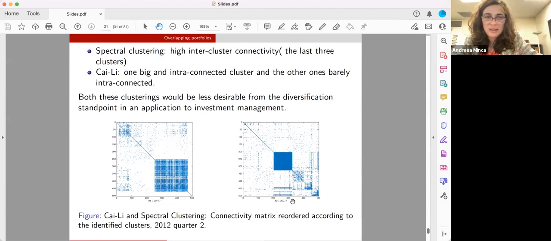Whereas with this other one, spectral clustering, you'd have one cluster which has extremely high intracluster connectivity, and here on the other extreme, you have one cluster that has basically no intercluster connectivity and very low intracluster connectivity as well. So in general, both of these wouldn't achieve diversification.